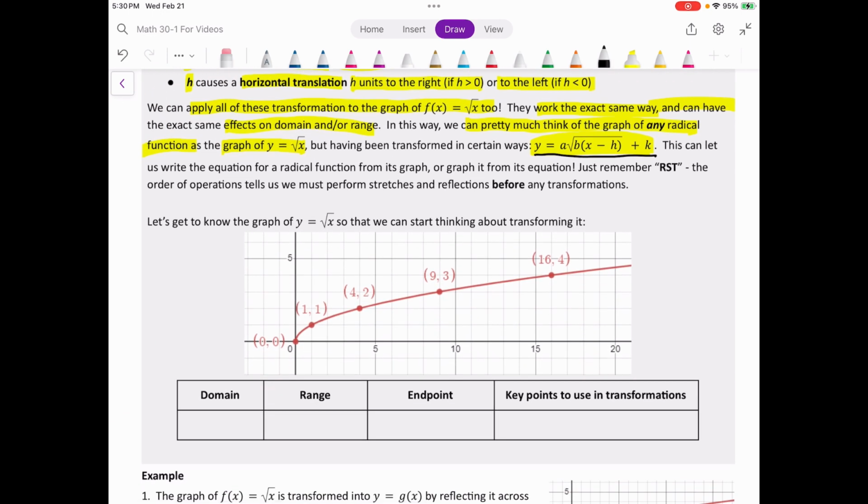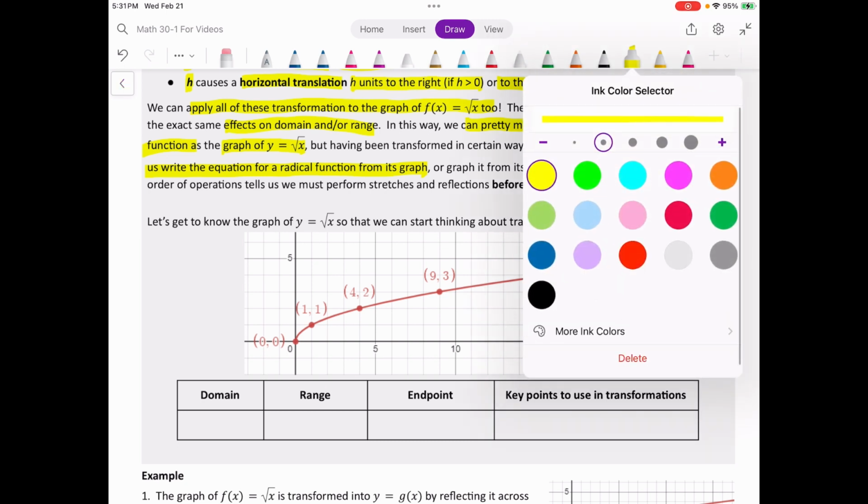Okay, and so what that's going to allow us to do is let us write the equation for a radical function from its graph, right? If we're given a graph, we can say, okay, this kind of looks like y equals root x if you translated it this way and stretched it that way. So I can start writing the equation because I can think of what my h or my b might be, and that lets me start writing the equation, right? See what I mean? We can look at a graph and compare it to y equals root x, and that can let us say, all right, it's like y equals root x got messed with in these ways. And there we go, we're on our way to writing its equation.